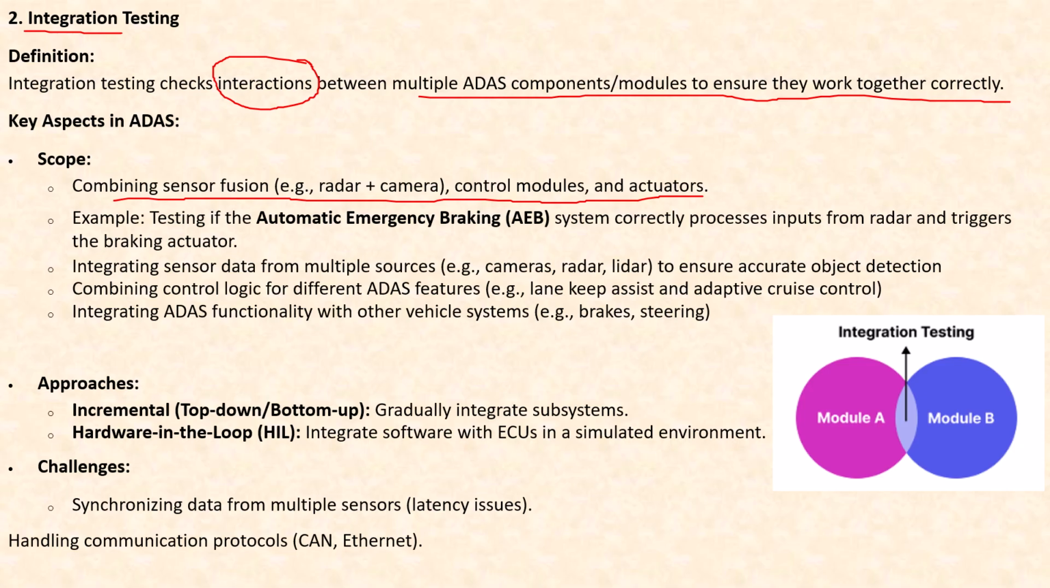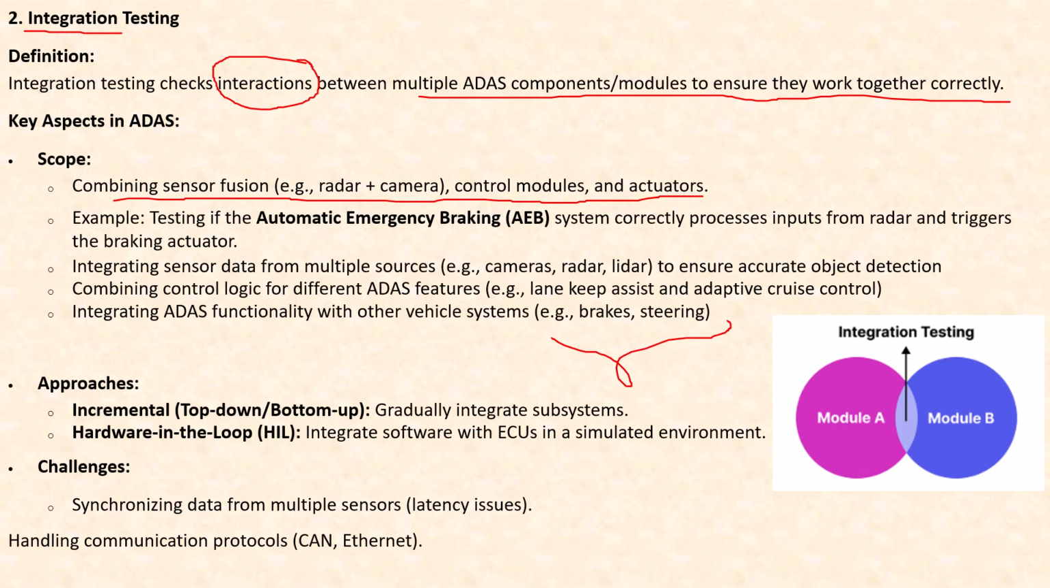That is called combining control logic. Next comes integrating ADAS functionality with other vehicle systems like braking and steering. Now braking and steering are very important. I am sure you would have guessed the word actuators. Brakes and steerings are very important actuators as far as ADAS is concerned, and as I mentioned, there is a separate chapter for all the actuator mechanisms.